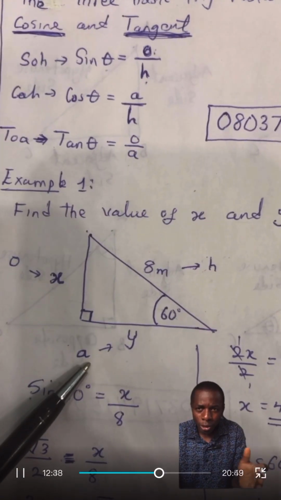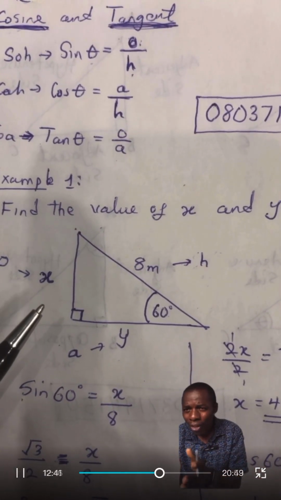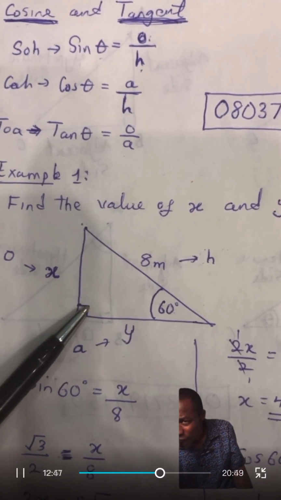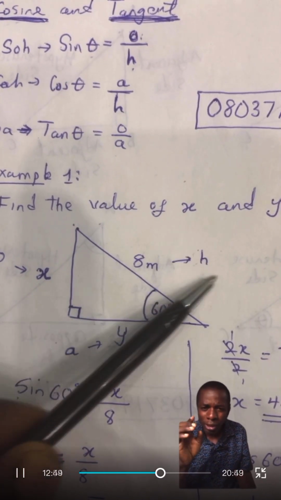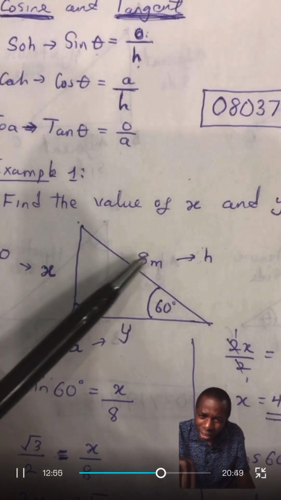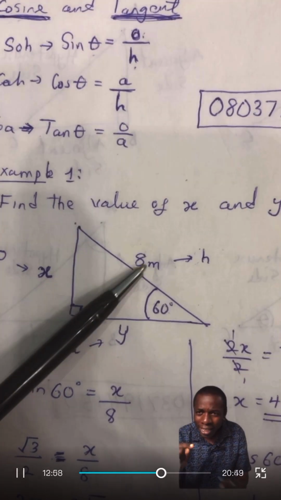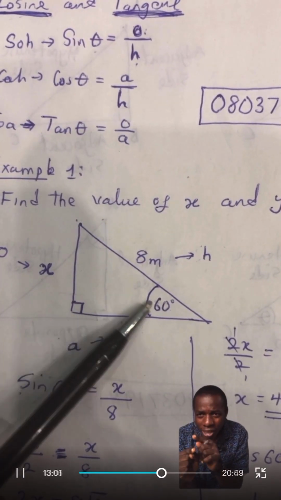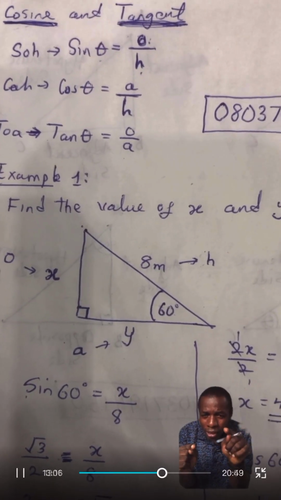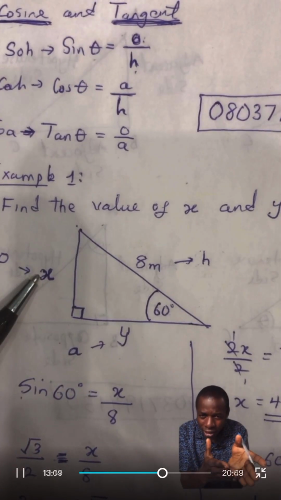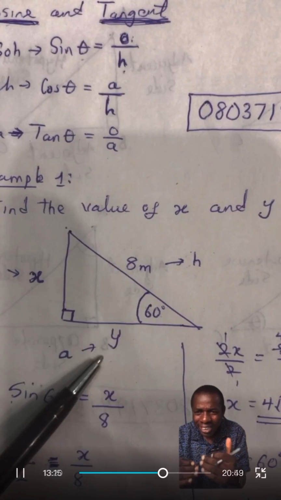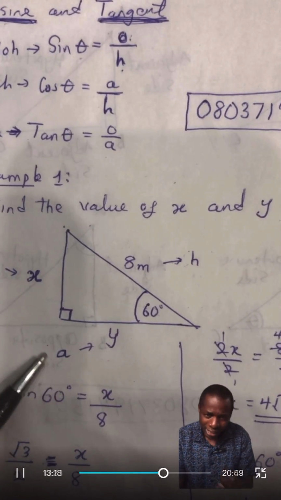Let us go to the diagram. You discover that the symbol 90, which we call the right angle, is facing 8 meters. So the 8 meters becomes the hypotenuse, because the 8 meters is facing the right angle. I've explained that before. And then the given angle here, which is 60 degrees, is facing x. So x becomes the opposite. Now that we have the opposite, which is x, and the hypotenuse, which is 8 meters, automatically y becomes the adjacent side.